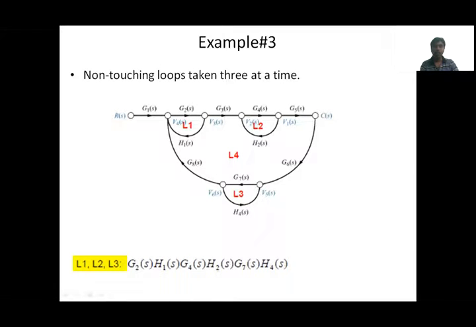Now come to 3 non-touching loops. Do any 3 non-touching loops exist? For every problem we have to verify first the 2 non-touching loops, then we go for 3 non-touching loops. Sometimes we can find 3 loops non-touching to one another. Here in this example, L1, L2, L3, all 3 are independent, not touching at all. So L1, L2, L3 is a 3 non-touching loop. Of course, more than that we don't have. Therefore, only one set of 3 non-touching loops in this example.